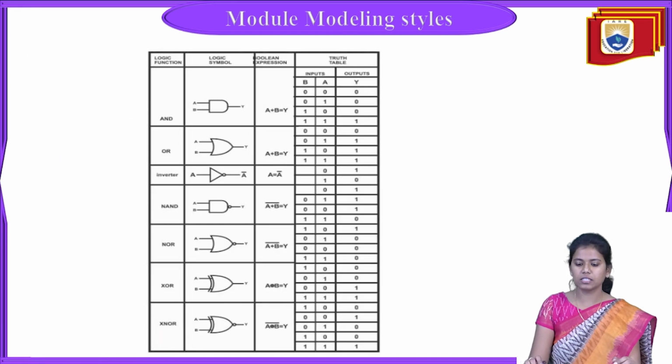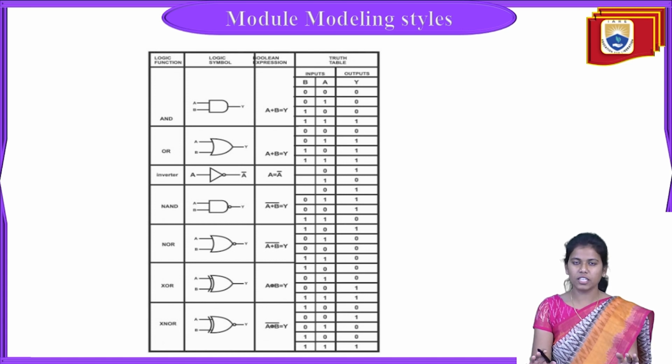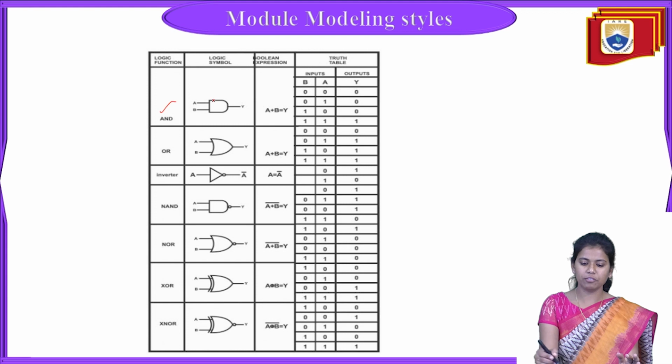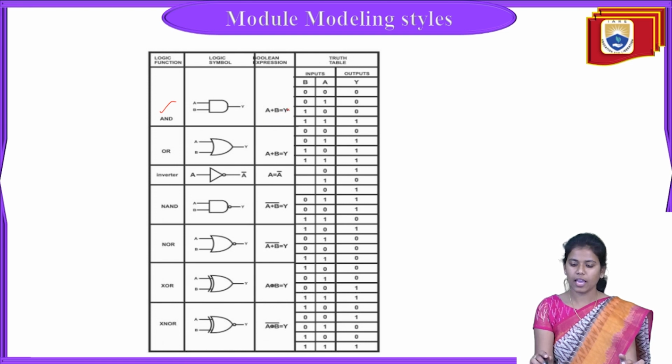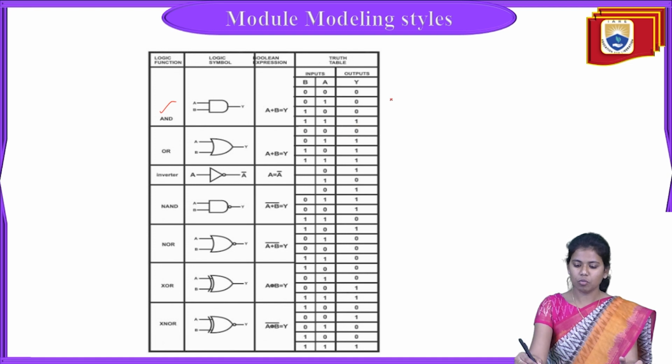So coming to the modeling styles. This slide is talking about the basic logic gates. You see this is a logic AND function. This is the AND gate, which consists of 2 inputs A and B, and this is the Boolean expression A dot B is equal to Y, and these are the truth tables. If both inputs A and B are 0, 0, the output is 0, as it is AND. 0, 1, the output is 0; 1, 0, output is 0; and 1, 1, output is 1.